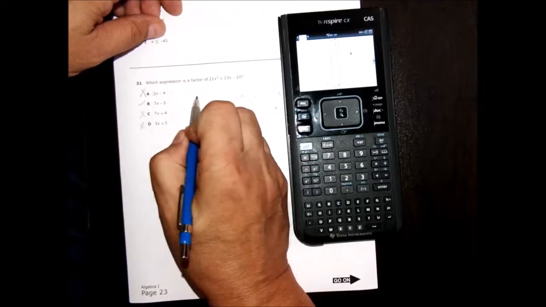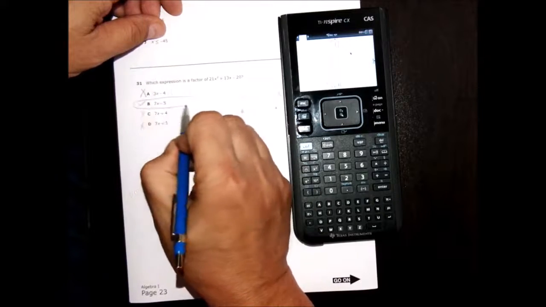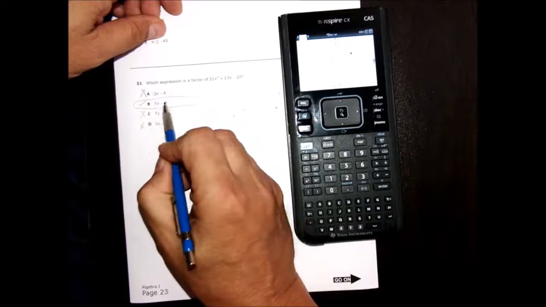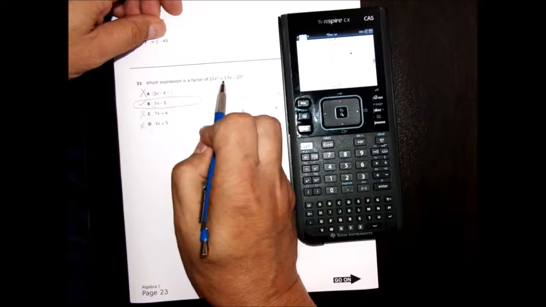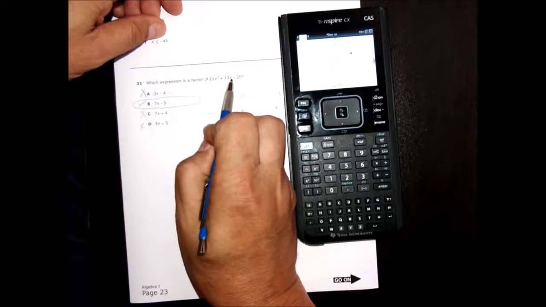So our actual solution is B. That is a factor. 7x minus 5 is an actual factor of 21x squared plus 13x minus 20.